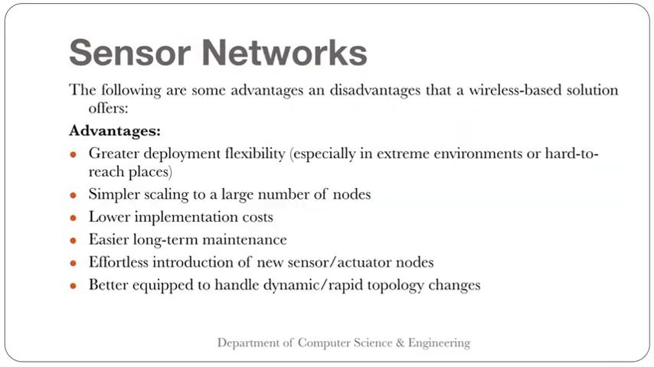The following are some of the advantages and disadvantages that a wireless based solution offers. It can be wired or wireless, sensors and actuators, but typically we are moving to wireless. So what are the advantages? Greater deployment flexibility, especially in extreme environments or hard to reach places. Because they are wireless, we can deploy them anywhere. That is the advantage, that we can put them in any place.